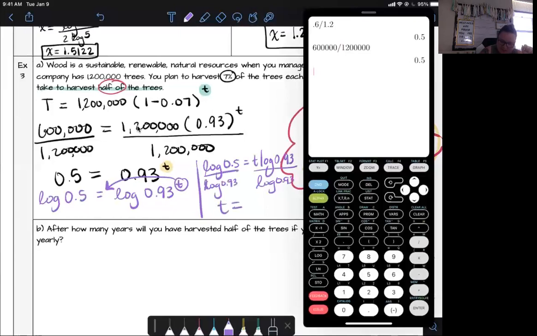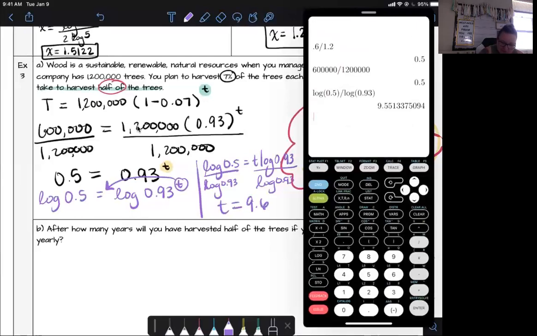Then we're going to divide both sides by the log of 0.93. And we're going to get t is equal to the log of 0.5 divided by the log of 0.93. We get 9.551. We're talking about years, so it's okay to round to the nearest tenth decimal place. So we could do 9.6.